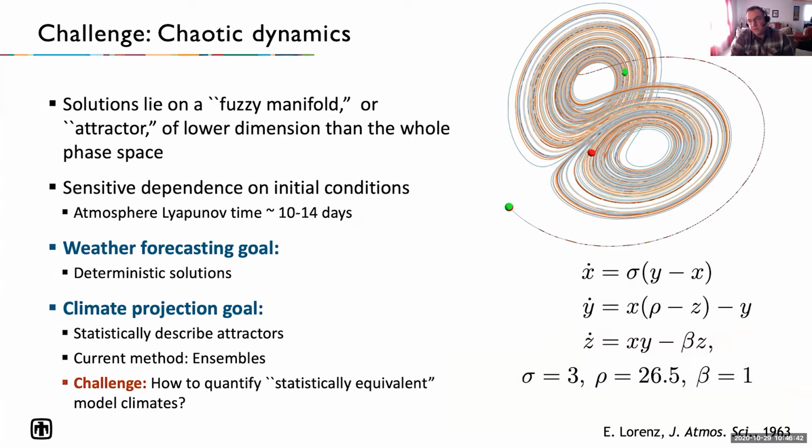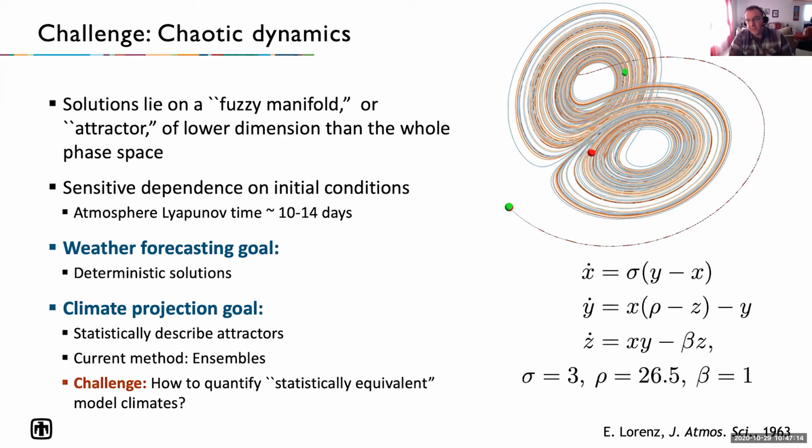And that's kind of shown here in this famous Lorenz attractor picture on the right. We start a red ball and a green ball very, very close to each other, and they're attracted to this fuzzy manifold, but they end up really, really far apart. And that turns into very, very difficult to solve equations, or to make long-term projections. It becomes very difficult.